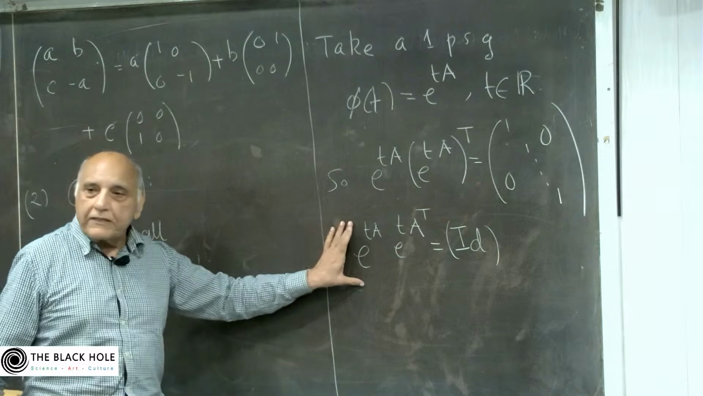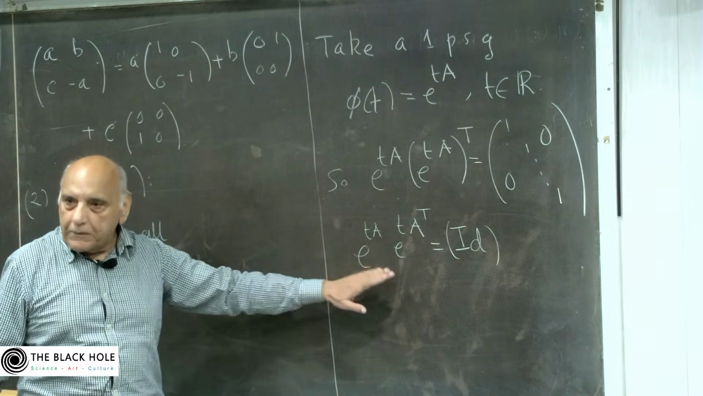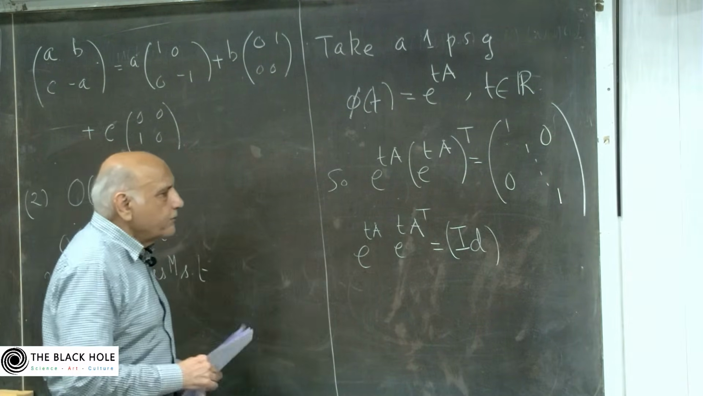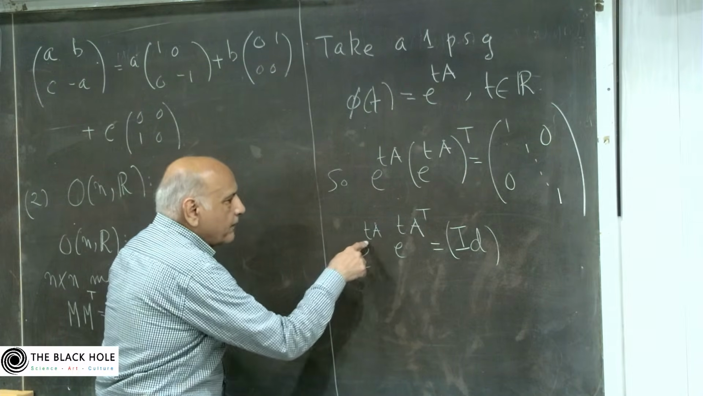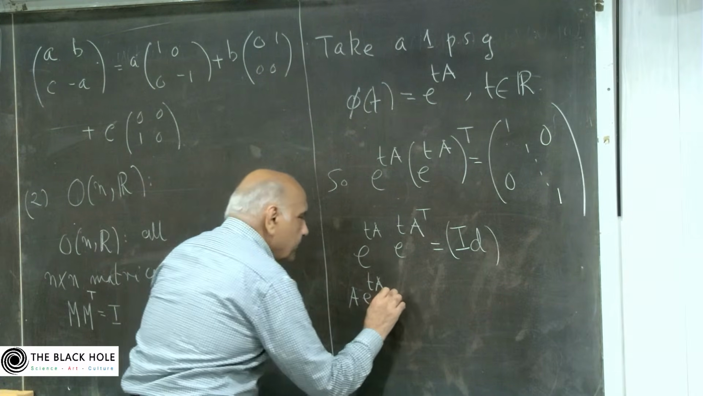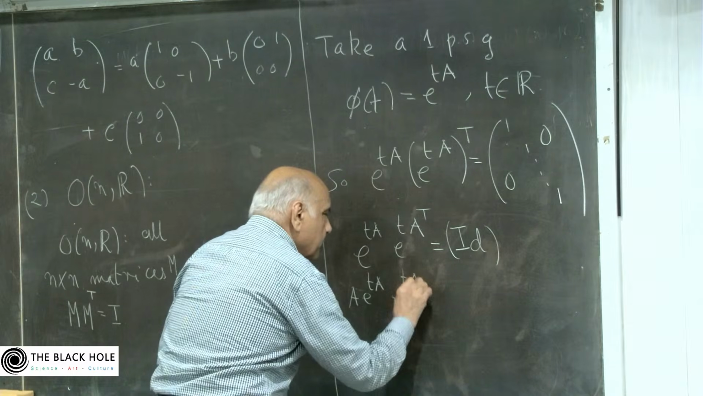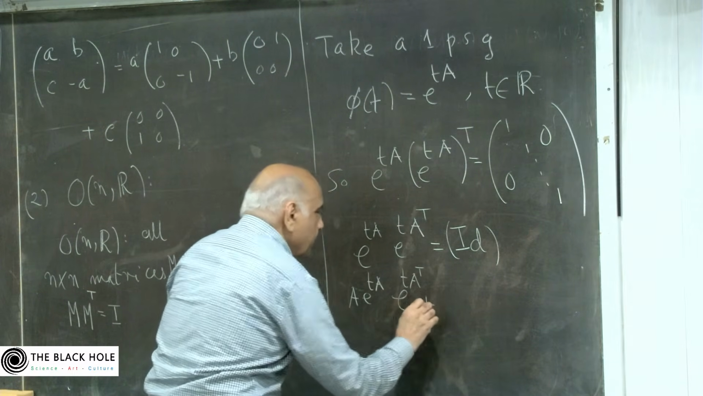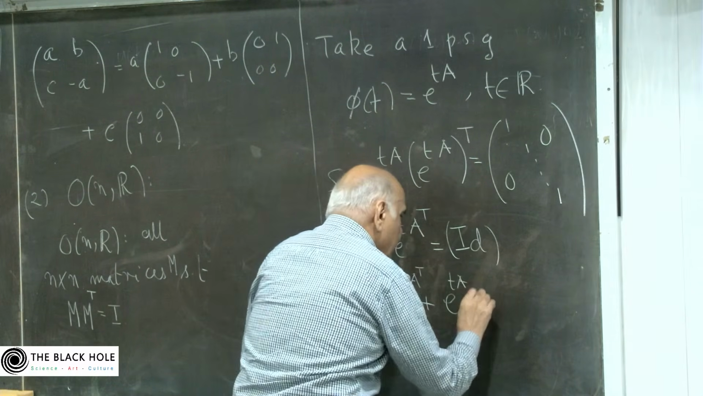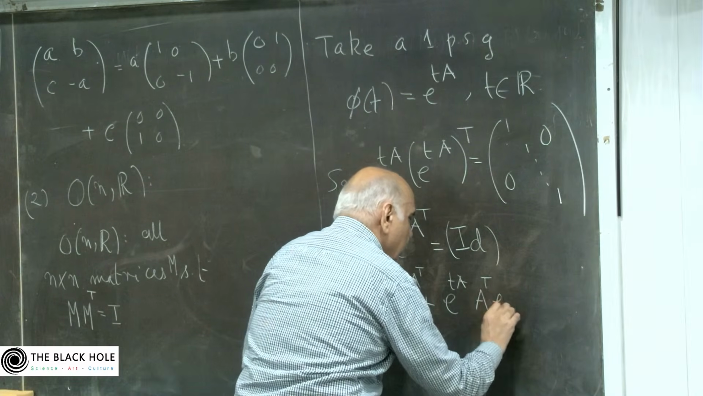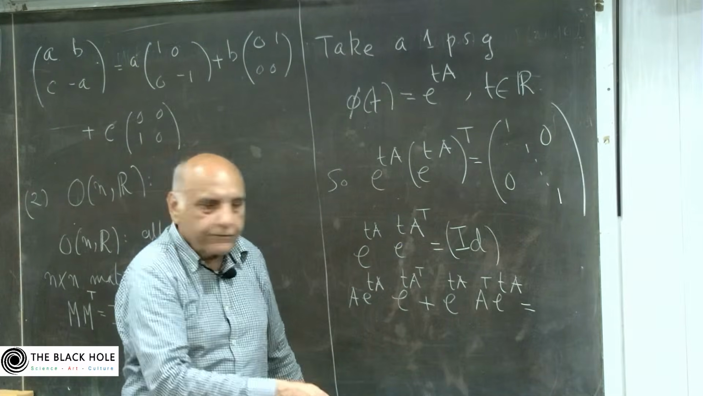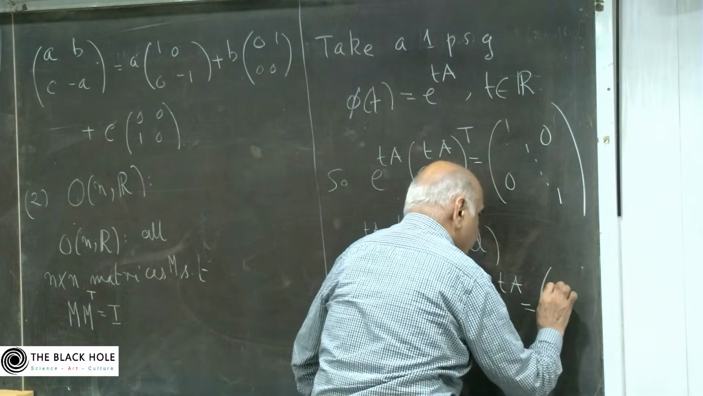Okay, now differentiate this using the product rule, but keep in mind that these matrices do not commute. What is the derivative? It would be A times e to the tA times e to the power of tA transpose, plus e to the tA times, differentiating this, A transpose e to the tA transpose, and the right hand side was constant, so we will get the zero matrix.